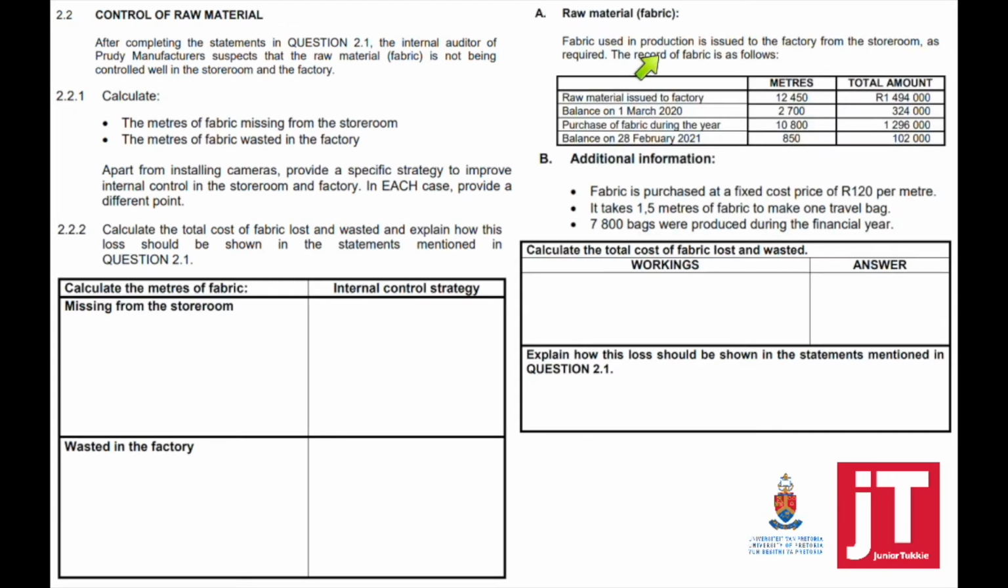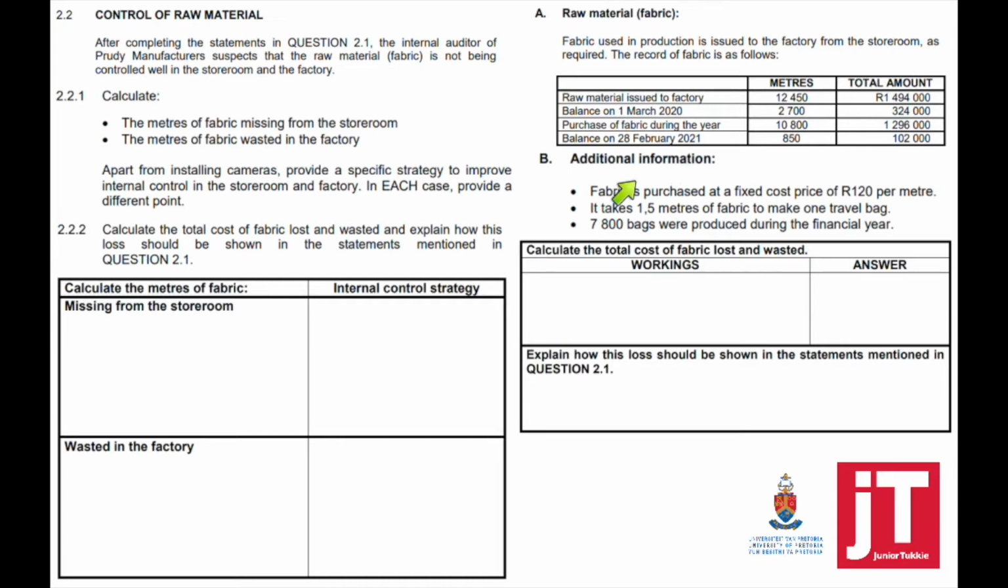So if we look at the raw materials, the fabric used in production is issued to the factory from the storeroom as required. The record of fabric is as follows. They've provided us with the meters and the total amount of raw materials issued to the factory, the balance on the 1st of March 2020, the purchase of fabric during the year, and the balance on 28th February.